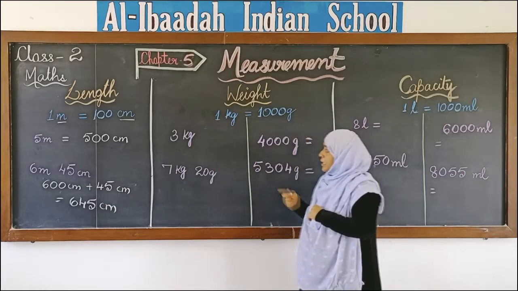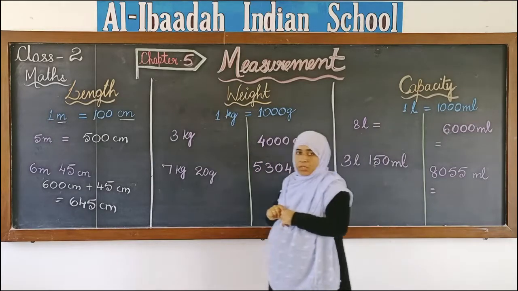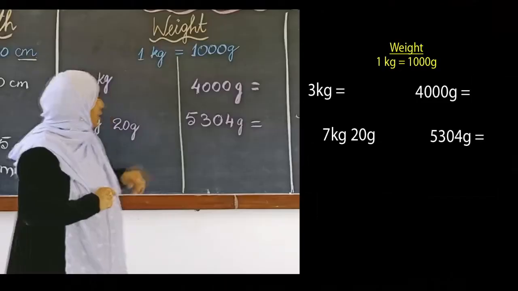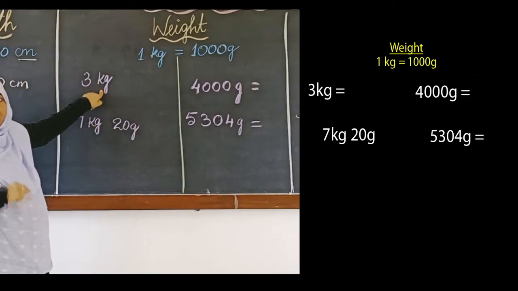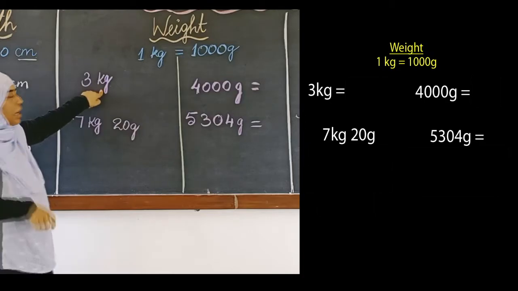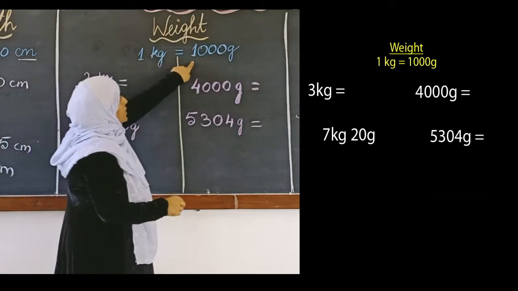Now we will see how we can convert kgs to grams and grams to kgs. First we will convert kgs to grams. 3 kgs, if I have to change it to grams, how many grams will it be? 1 kg is 1000 grams.